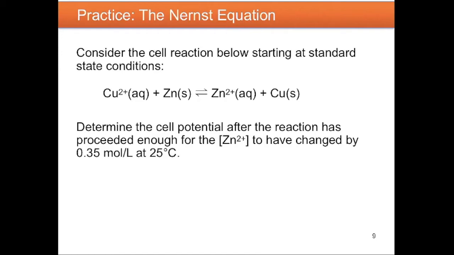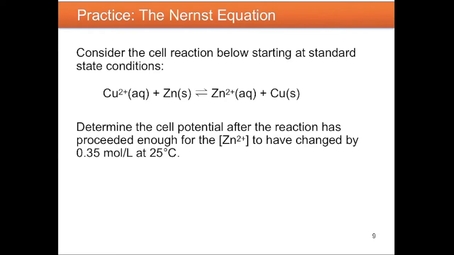So let's go through an example. And I will say that this is a very difficult example because you really have to understand what's going on. So hopefully by doing this and understanding this example, you'll be able to easily do the ones that are on the worksheet. So consider a cell starting at standard state conditions. So we have the copper and zinc voltaic cell, one that we've seen before, and we're asked to determine the potential after the reaction has proceeded enough for zinc to have changed by 0.35 moles per liter at 25 degrees Celsius.